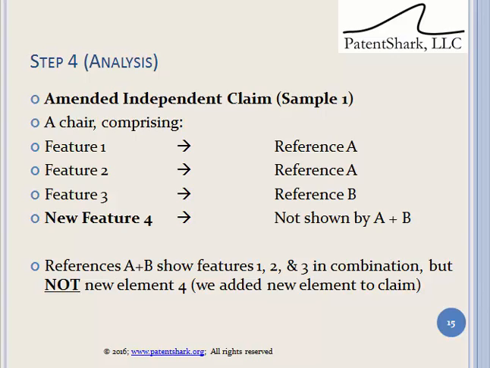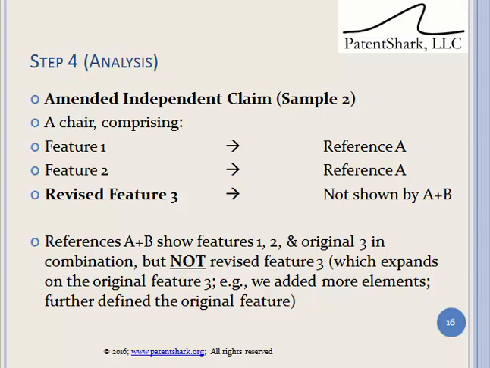Now let's examine another way. We can amend independent claim 1 by expanding on a new feature not shown by references A and B. For example, once again, feature 1 could be at least one leg, feature 2 can be a seat, both of these shown by reference A, and feature 3 can be a backrest, which is shown by reference B. However, instead of adding a new element as we did in the previous slide, we can revise the third feature, feature 3, by stating, for example, that the backrest is covered by a fabric. Now, this addition is not shown in references A and B in combination. References A and B in combination show features 1 and 2 as stated in original claim 1, but not the expanded element or feature 3, which presents an additional element for the backrest.